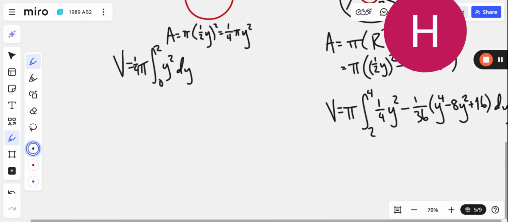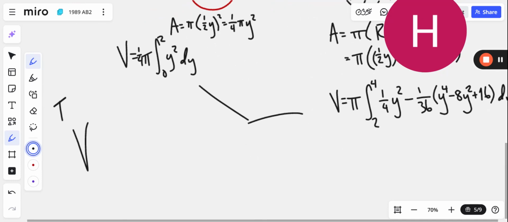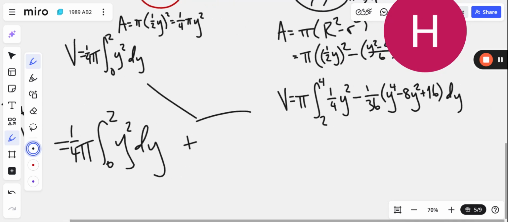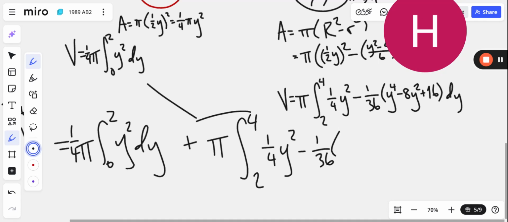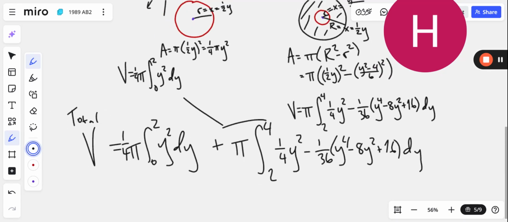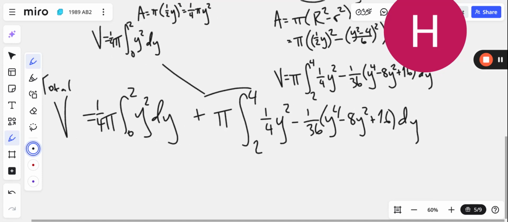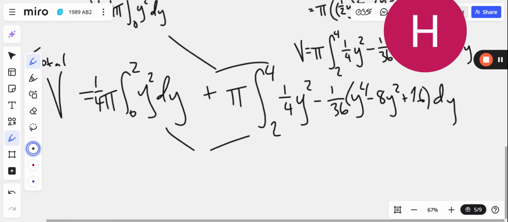And so the total volume is going to be combining those together. Total volume is 1/4 pi integral from 0 to 2 of y squared dy plus, I could have factored out 1/4 pi and all this stuff, but you really don't need to do all that. Pi times the integral from 2 to 4 of 1/4 y squared minus 1/36 (y to the 4th minus 8y squared plus 16). And so yeah, if you wanted to, you could combine these in a way, but it's a little less messy to do it like this.